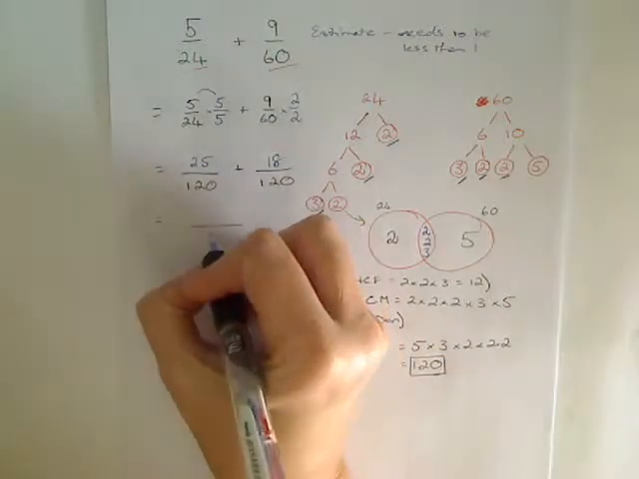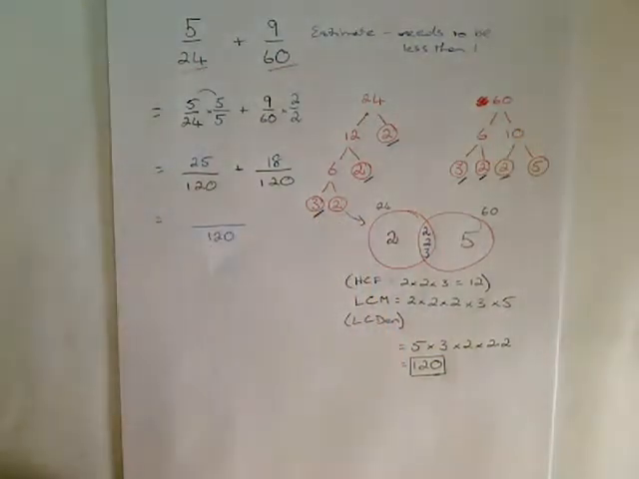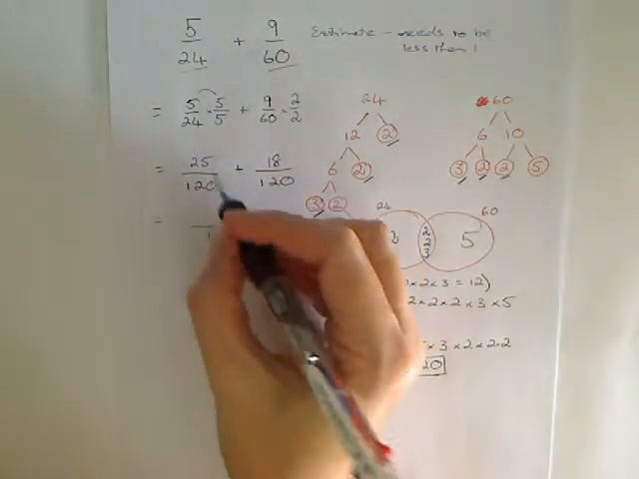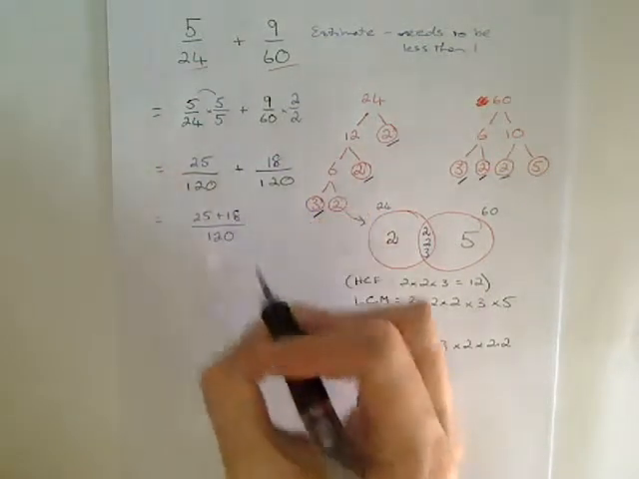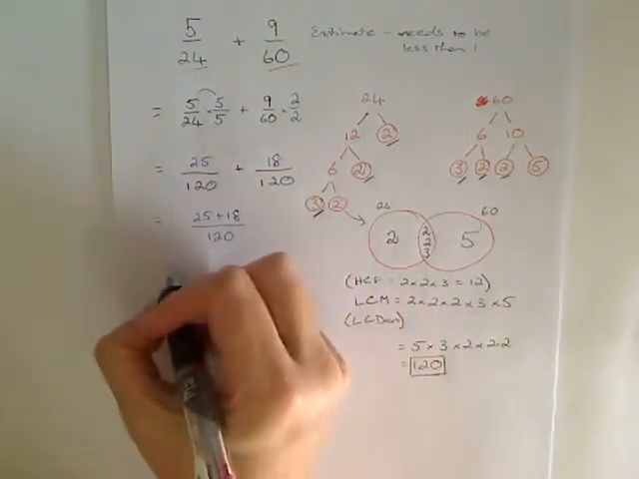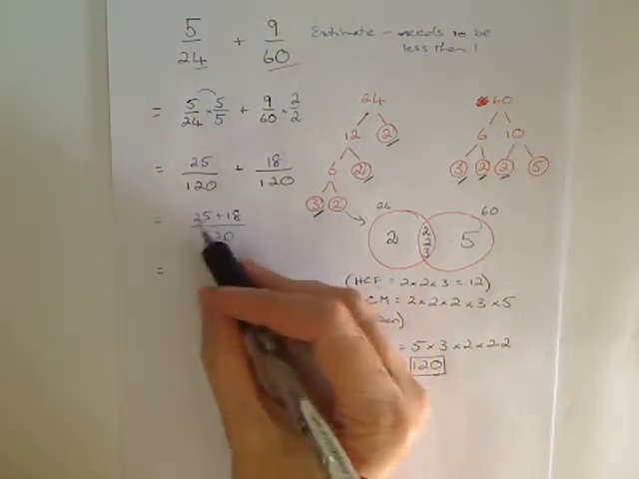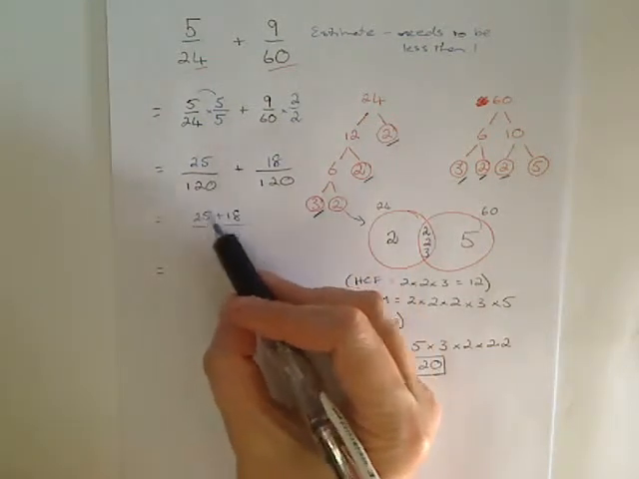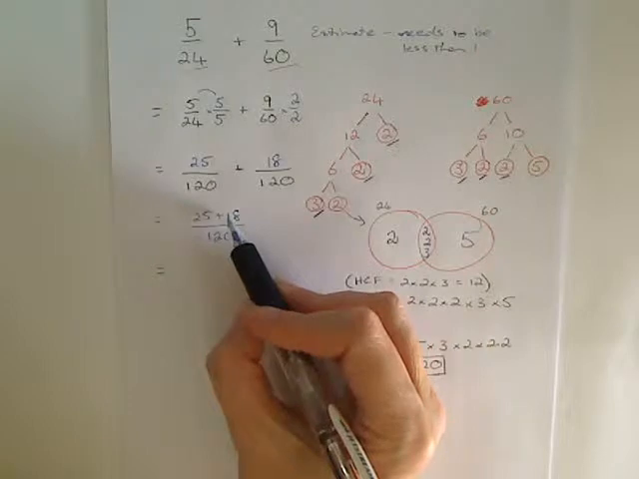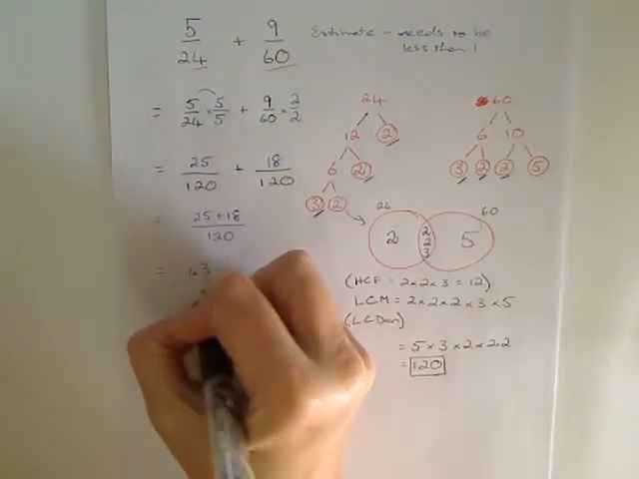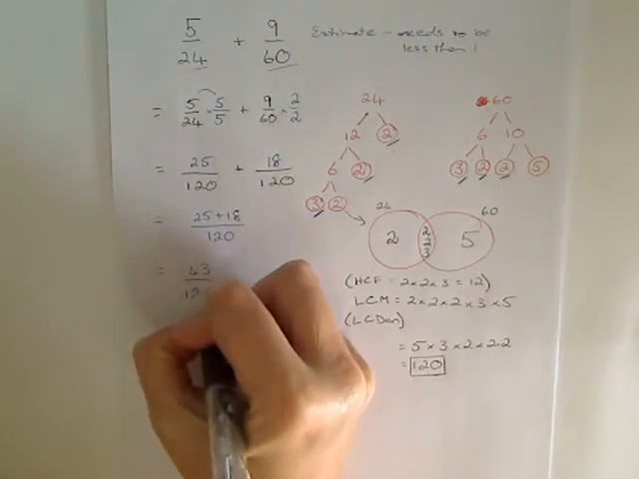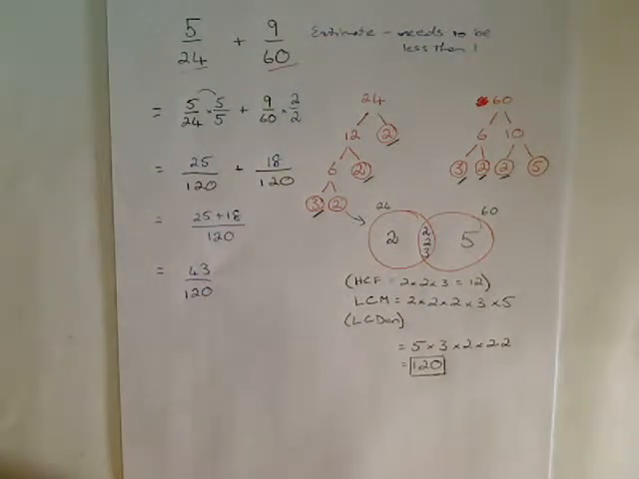So on the bottom, you don't have to write this line, will be 120. And in the numerator, you're adding 25 plus 18. And you don't have to write that line if you don't want to. 25 plus 18, well 25 and 10 is 35. 35 and 8 is 43. So I have 43 120ths altogether.